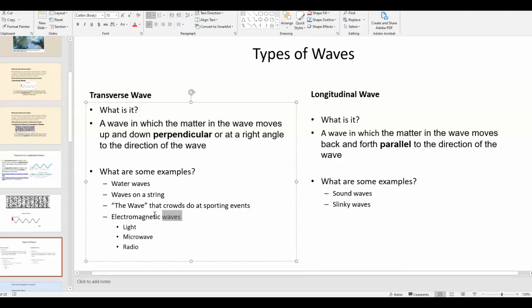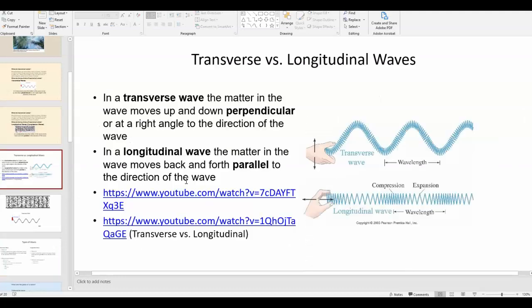And any type of electromagnetic wave is a transverse wave. So light, microwaves, infrared, radio, ultraviolet, X-rays. All of those are transverse waves. Basically, the only example of a longitudinal wave is sound waves, and you can also use a slinky to make a longitudinal wave, kind of like I showed you back here. So that would be a longitudinal wave.